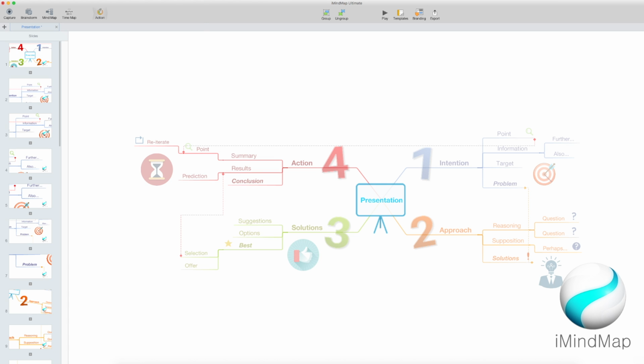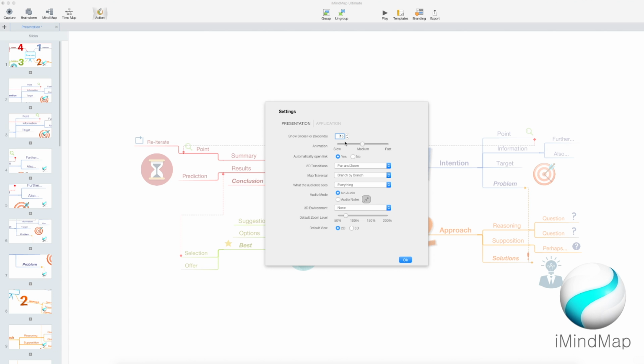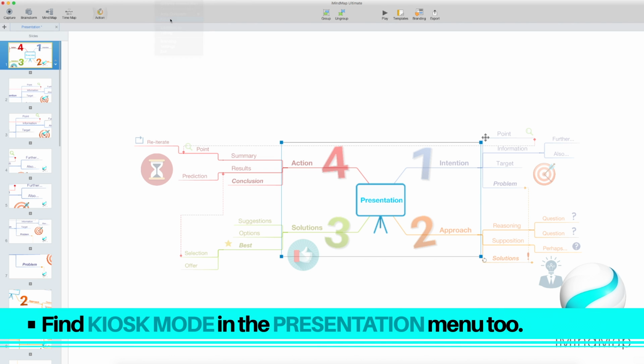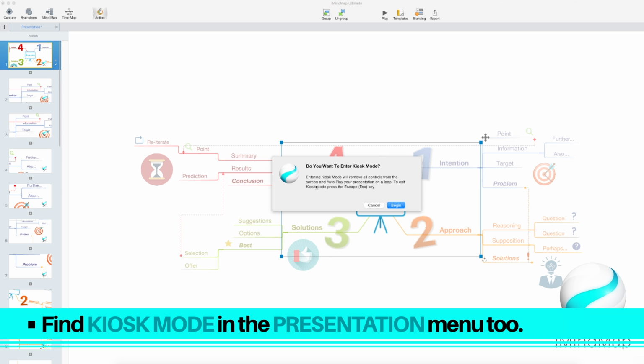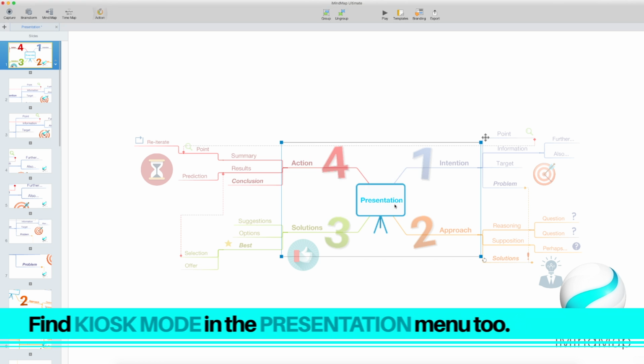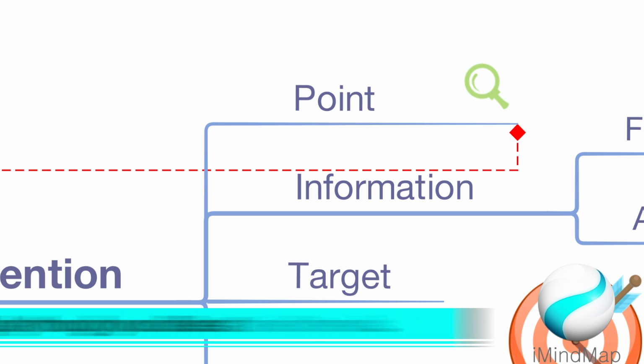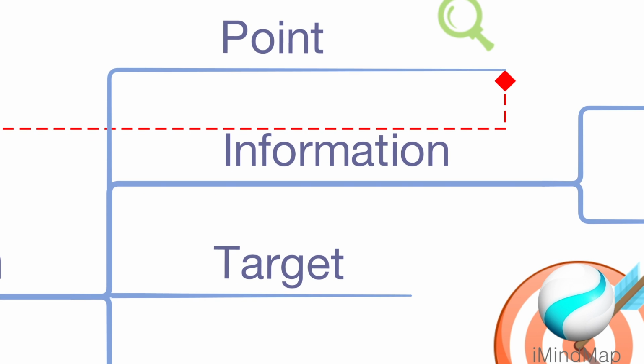So by going back to the presentation menu, we're going to go into settings and turn this feature down, because the seconds that a slide shows for is affected in kiosk mode. So we're going to go open that, and it'll tell you what it does. By hitting begin, kiosk mode will play through your slides at timed intervals. We set ours just now to every 5 seconds. So you can see that every 5 seconds, it will progress to the next branch.